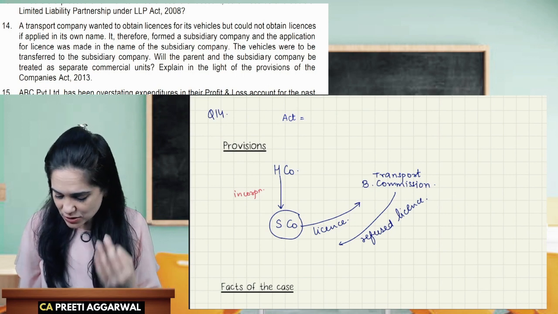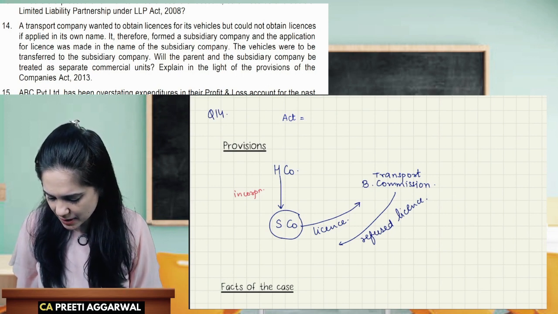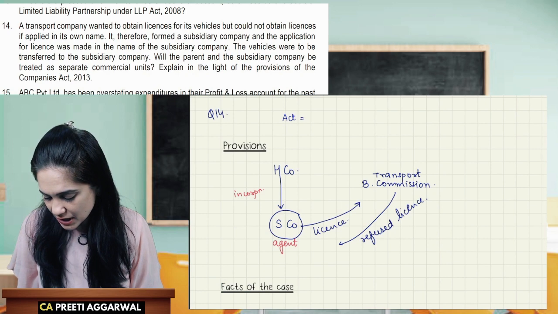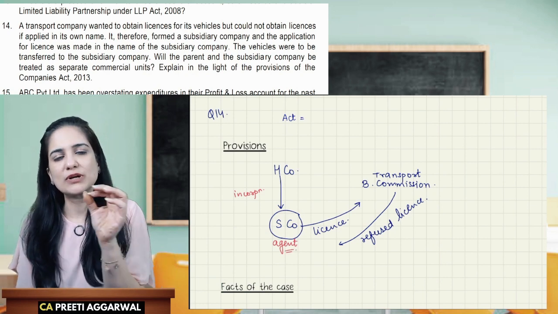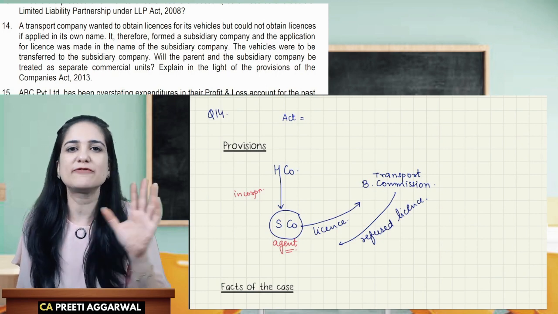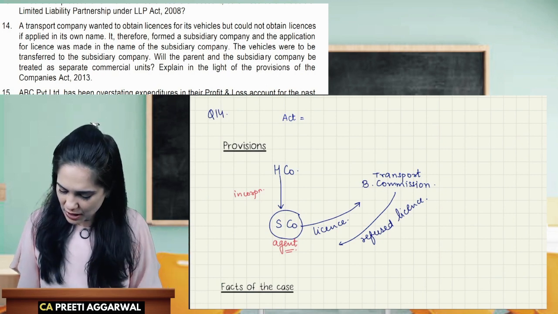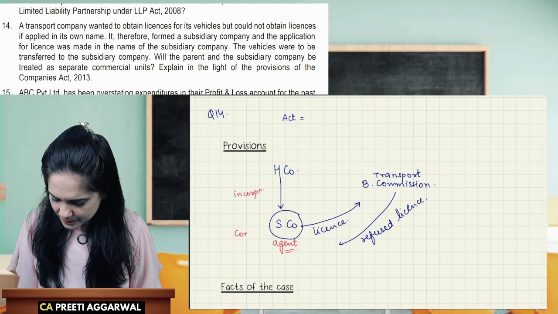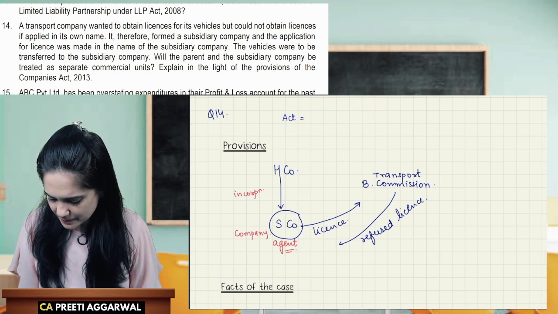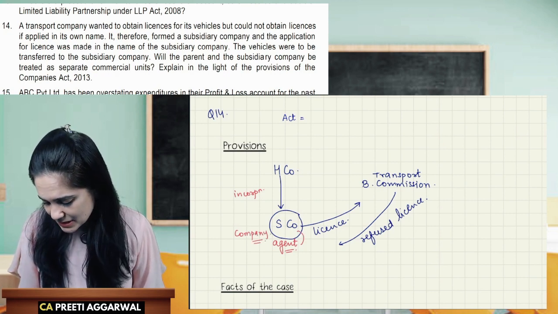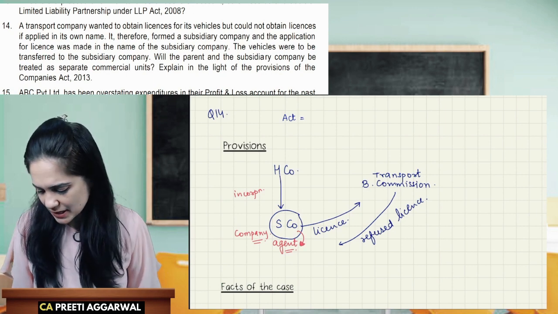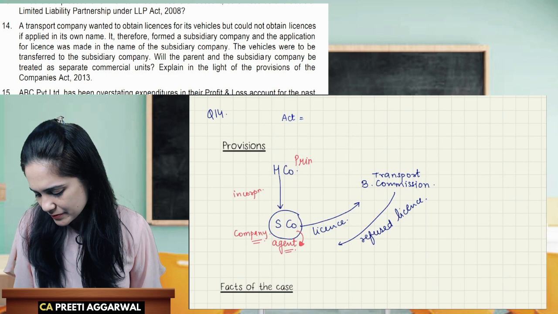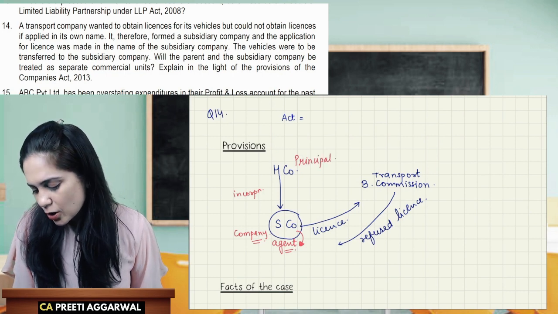So in this case, you are using the subsidiary company just like your agent. It is actually the Merchandise Transport Company Limited which is applying for the licenses. Yes, so you are using this company as your agent. So if this company is acting as your agent, who is responsible? Holding company. Yes, the principal, they are responsible.